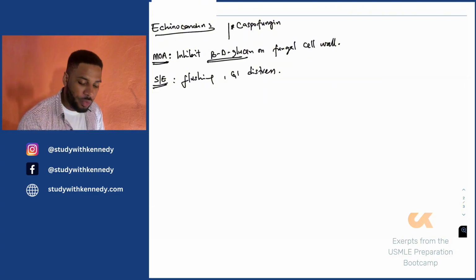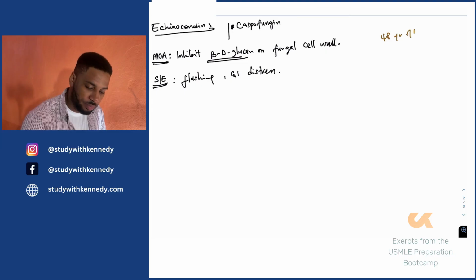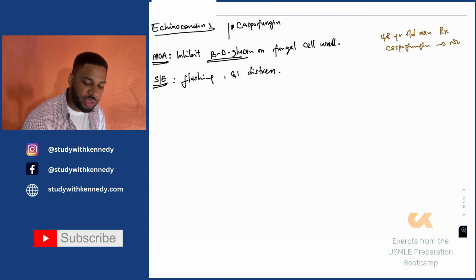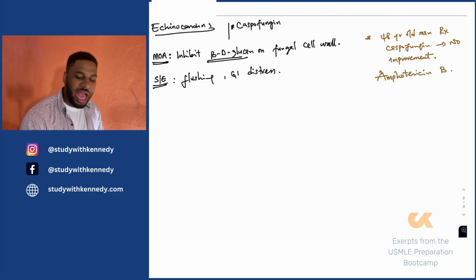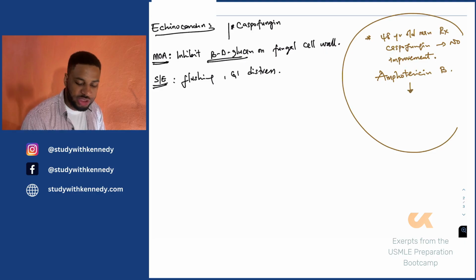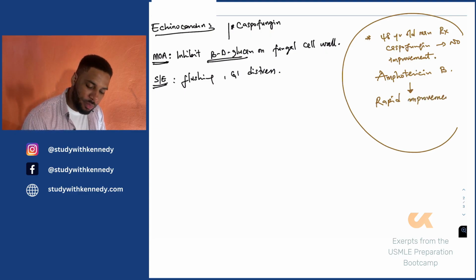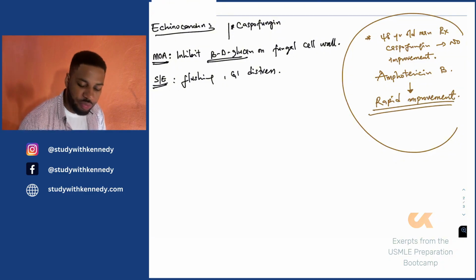They would give you a scenario where a patient, say a 48-year-old man, was treated for a fungal infection with caspofungin with no improvement. Maybe he's been treated for a week, but he did not make any improvement. And then he was given Amphotericin B. On adding Amphotericin B, this patient had rapid improvement. Why?